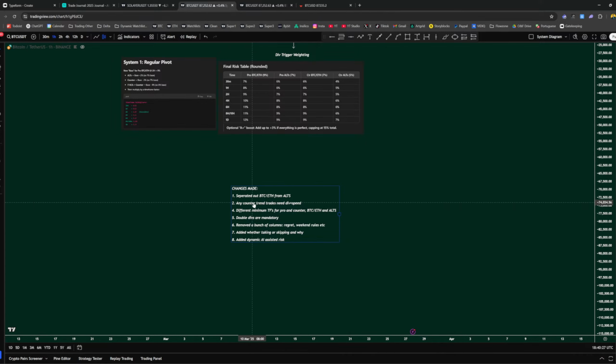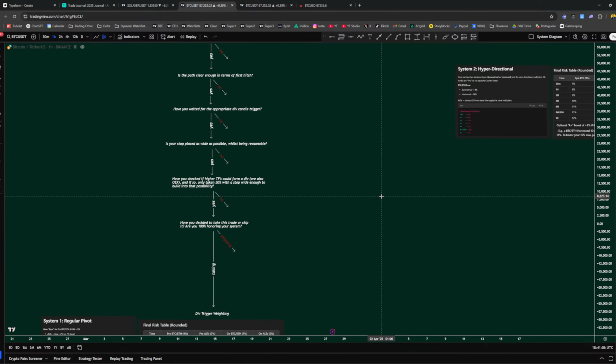I've put specific measures of stringency in place, i.e. any counter trend trades need speed. There's different minimum time frames for pro and counter, as you saw above, 30 minutes to 2 hour, depending on the market, depending on the trend alignment. Double divs are mandatory from now on, again being very stringent with that. Removed a bunch of columns, regret weekend rules, so that's stuff that was from my Airtable previously. Added whether taking or skipping and why. And added dynamic AI assisted risk here as well.